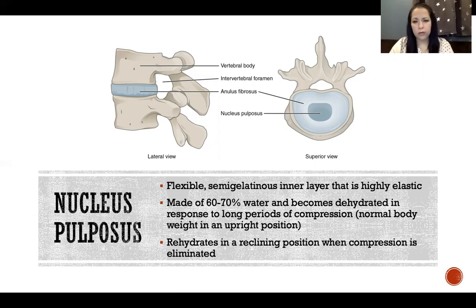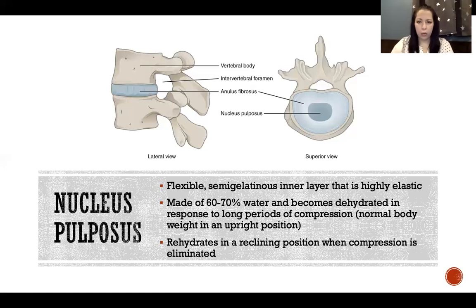Okay, so this is a semi-gelatinous substance that is very viscoelastic, like we've talked about before. And most of the tissues in our body are viscoelastic, so they're highly affected by the length of time under load or by the rate of loading, so how fast force is applied.